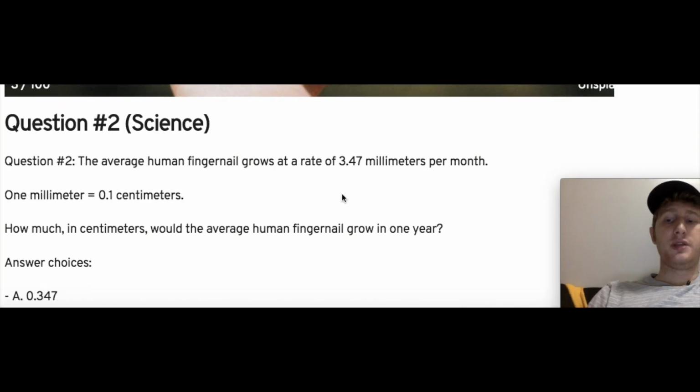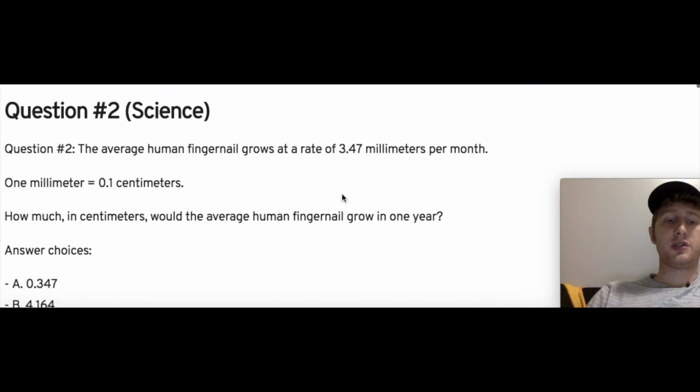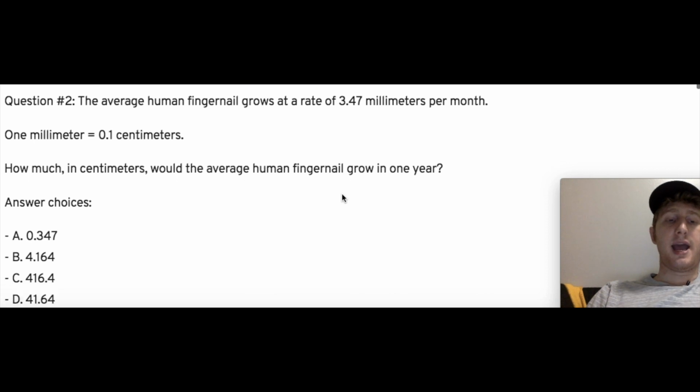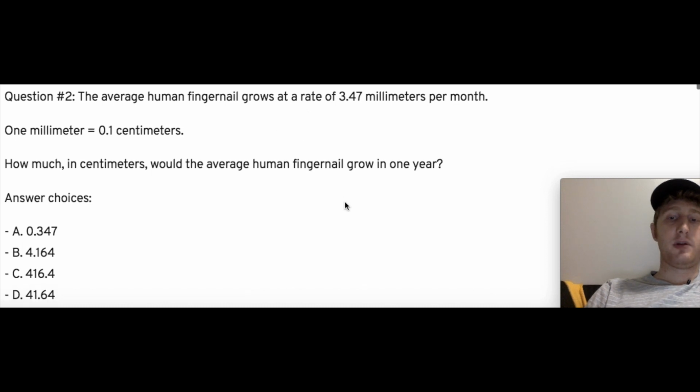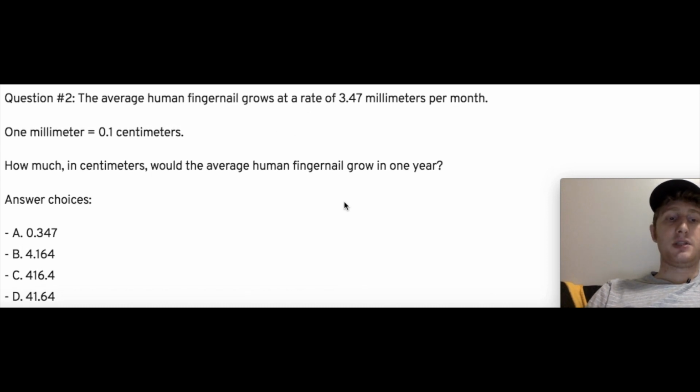Question number 2 is a science question. So here's our first official science question, and it tells us here, the average human fingernail grows at a rate of 3.47 millimeters per month. And it tells us that 1 millimeter equals 0.1 centimeters. And it also asks how much in centimeters would the average human fingernail grow in 1 year. And it gives us some answer choices. So go ahead now, pause the video, and try to figure this one out.